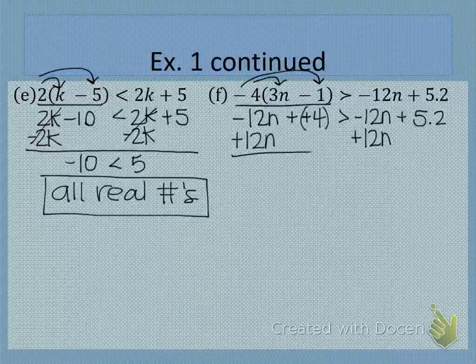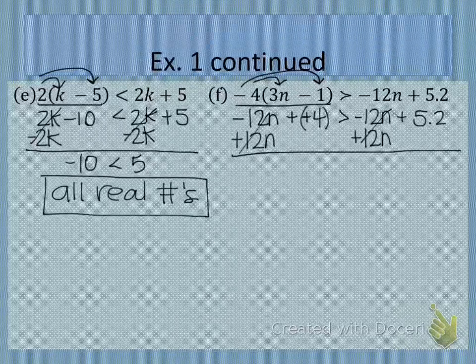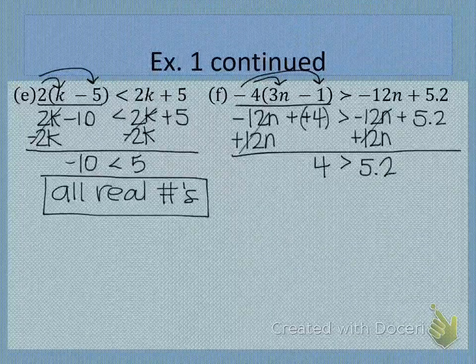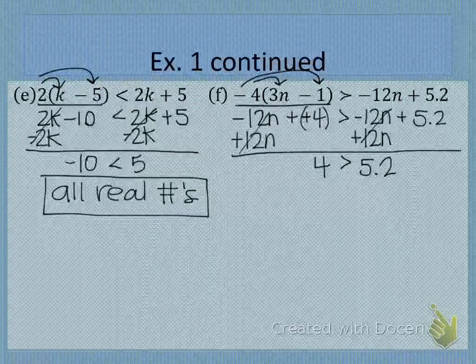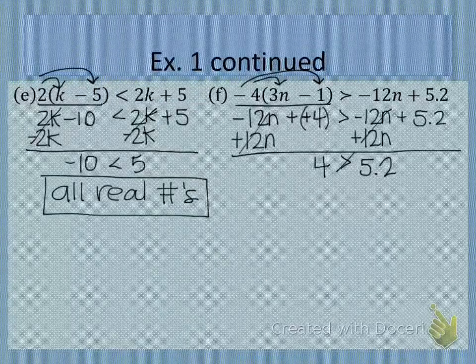Now again, please don't cross it out on one side and try to keep it on the other. -12n plus 12n is 0. It cancels, which leaves me with 4 is greater than 5 2/10. Question, variable's gone. Is that true? No, 4 is not greater than 5 2/10.